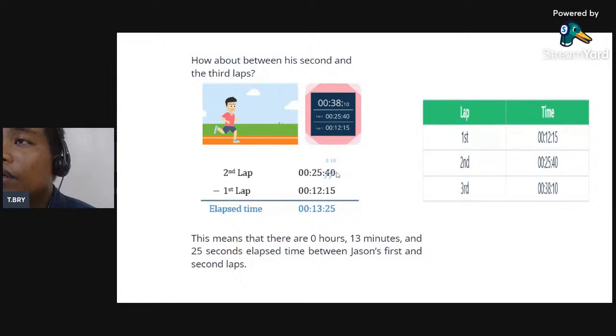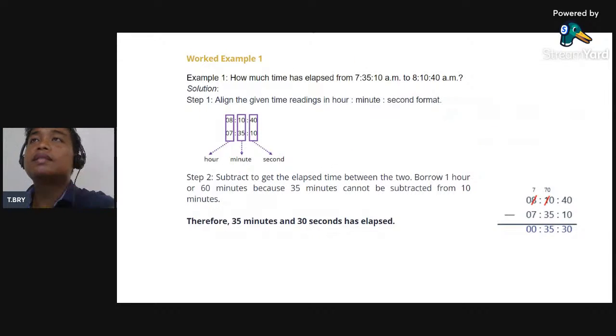This means there are 13 minutes and 25 seconds elapsed between Jason's first and second lap. For example, 0 minus 5, you could not subtract that, so the 0 will borrow from the 4, because those are seconds. Then subtract 3 minus 1. Okay, so worked example number 1: how much time has elapsed from 7:35:10 a.m. to 8:10:40 a.m.?